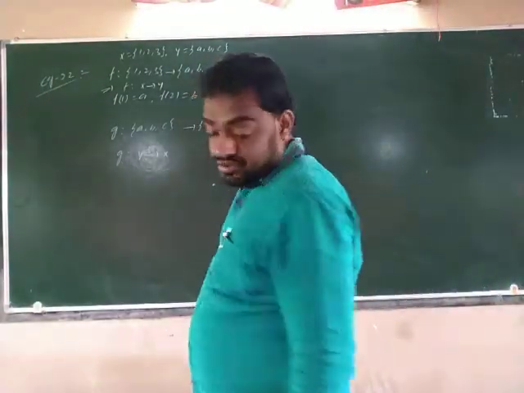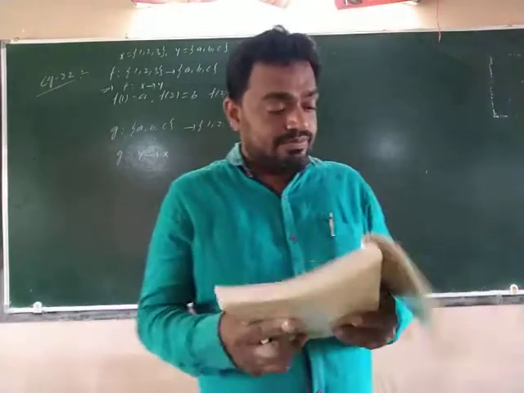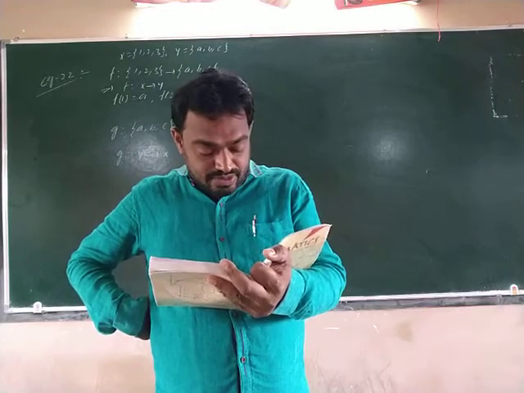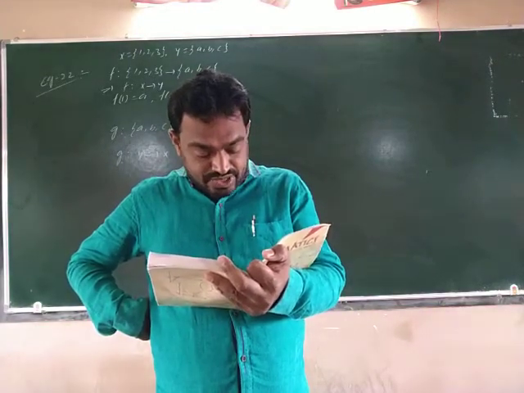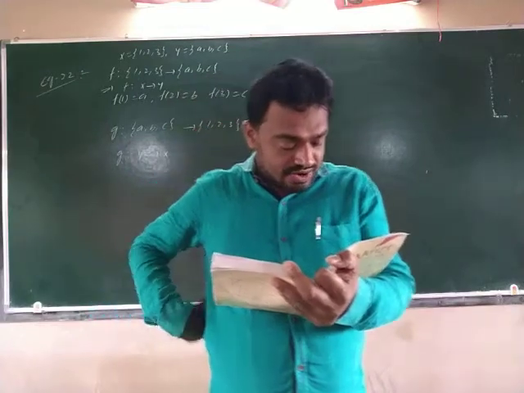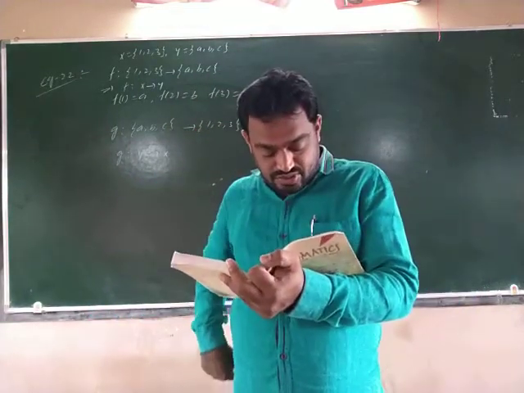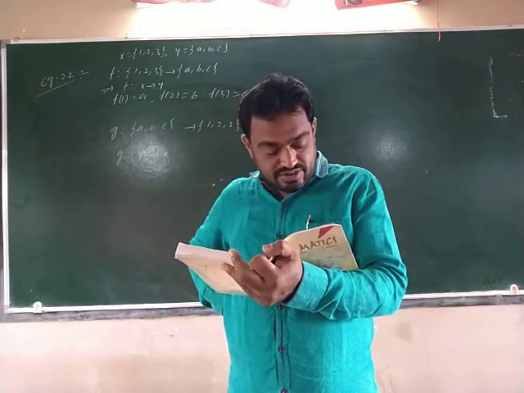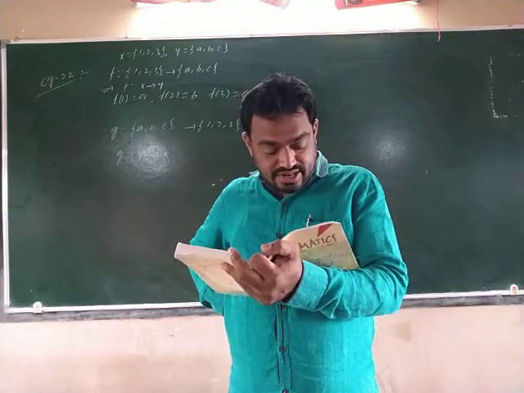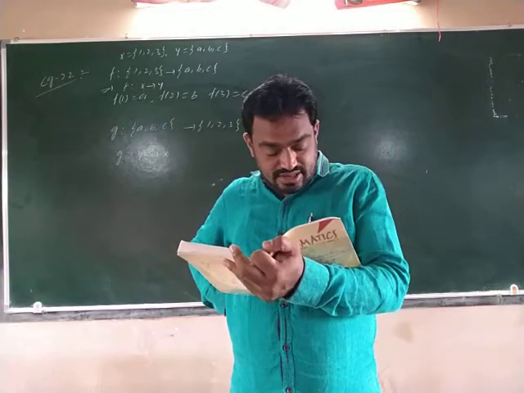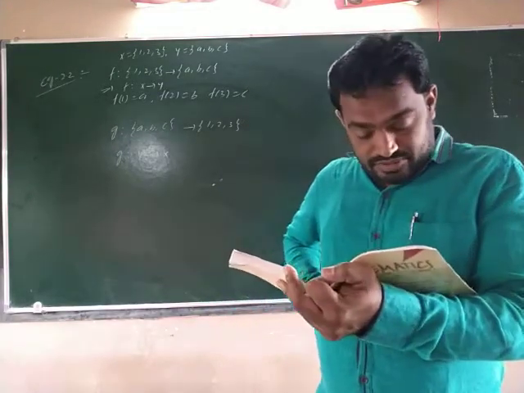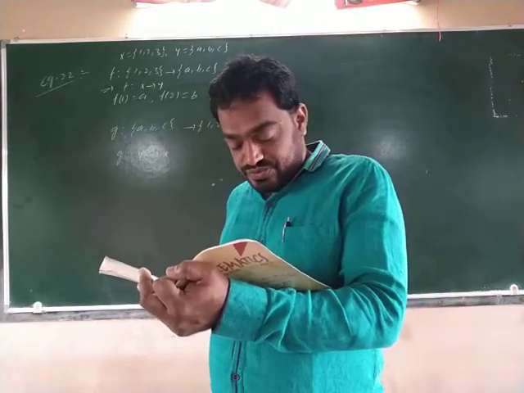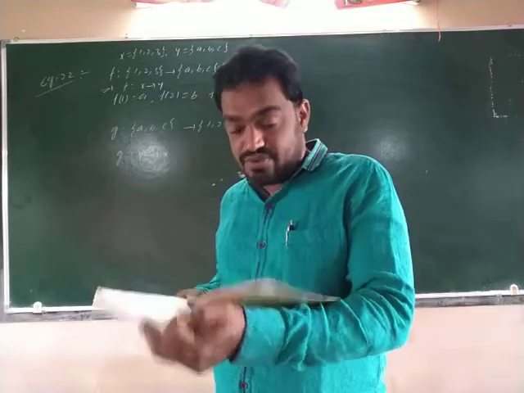Say example number 22. Let f from the set {1, 2, 3} to the set {a, b, c} be one-one and onto functions given by f of 1 equals a, f of 2 equals b and f of 3 equals c. Show that there exists a function g from the set {a, b, c} to the set {1, 2, 3} such that g circle f is equal to ix, the identity function on x, and f circle g is equal to iy, where x is the set {1, 2, 3} and y is the set {a, b, c}.